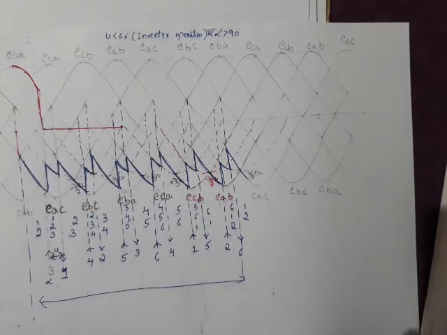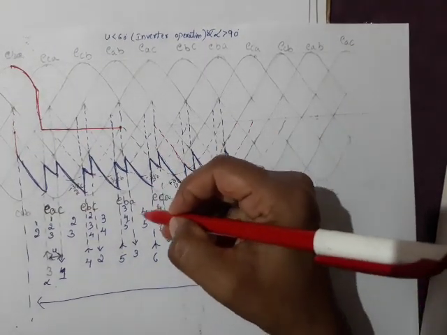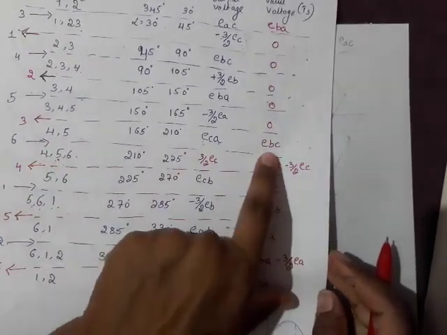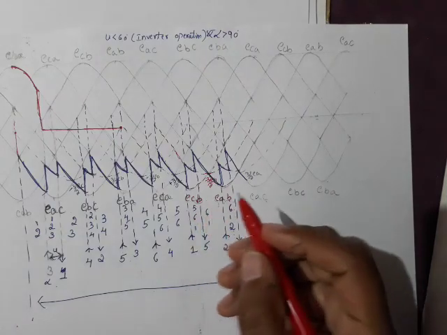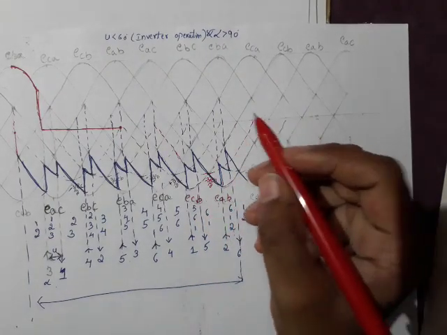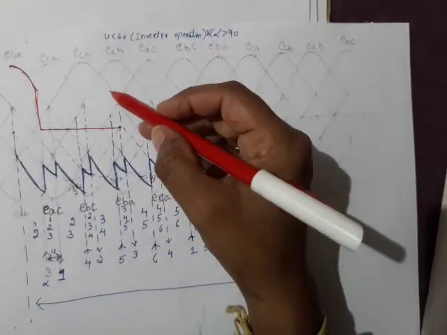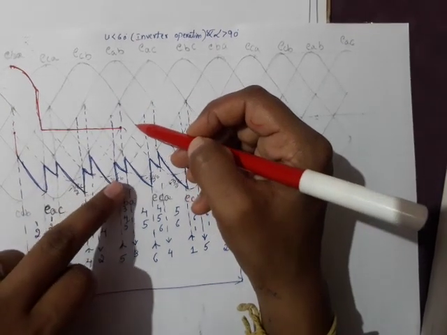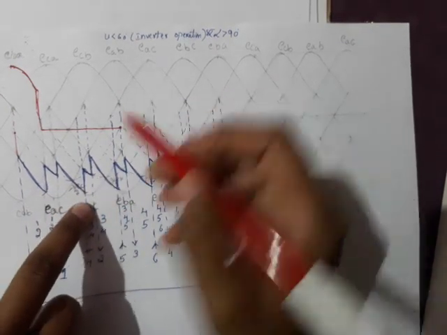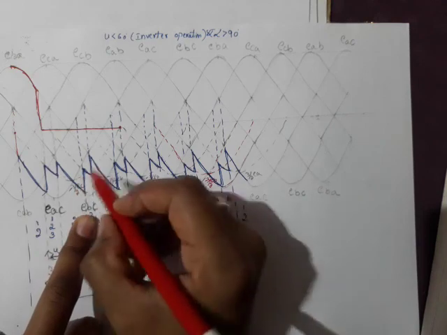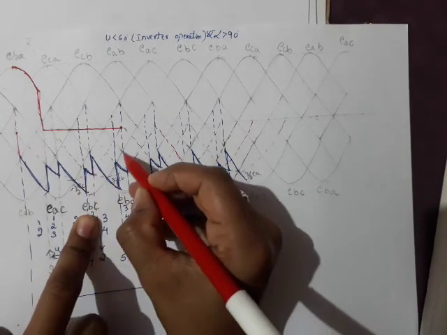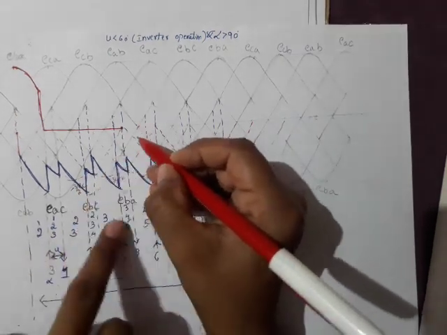Then, when valves 4 and 5 are conducting, what is the valve voltage? EBC. We'll look for EBC. So where is EBC? This is ECB, this is EBC. See, EBC is here. This is the EBC voltage.